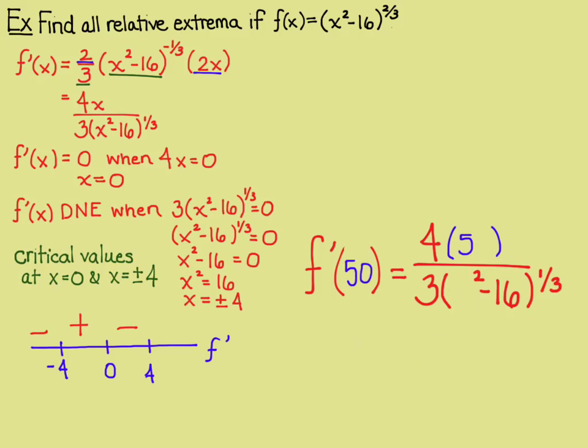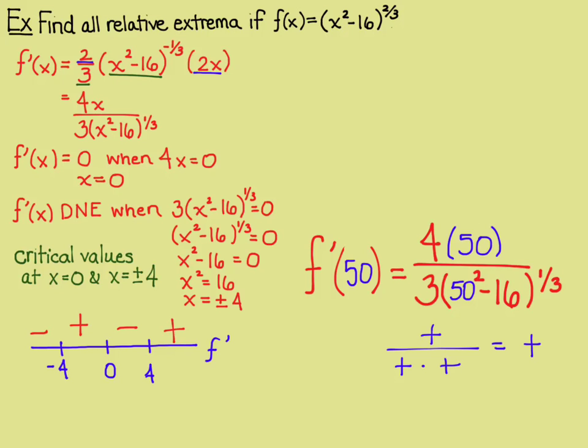Finally, my favorite number greater than 4 is 50. So when I plug 50 into my derivative, the numerator is positive and the denominator is positive. So I end up with a positive, and I'm going to write a plus sign in the interval from 4 to infinity.